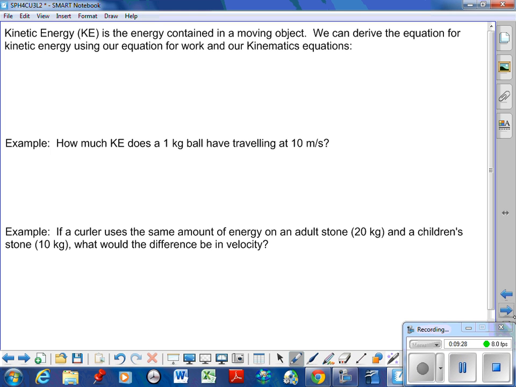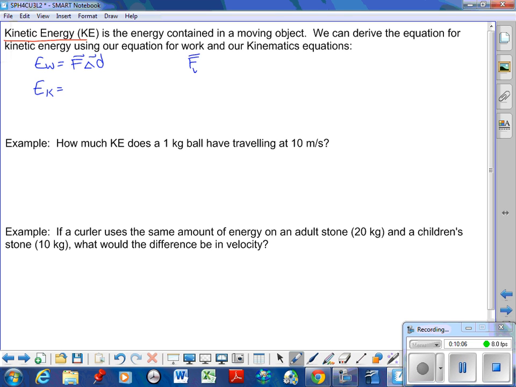So kinetic energy, all right, is the energy contained in a moving object. So if an object is moving, it has a certain level of energy. So the equation we can get from that comes from work. So our work formula, I'm going back to Ew again, force times displacement. So we want to move to Ek. And we're going to use our kinematics equations. So what I'm going to do, I'll just go through this quickly. You're not going to have to regurgitate this. I just want to show you where it comes from quickly.